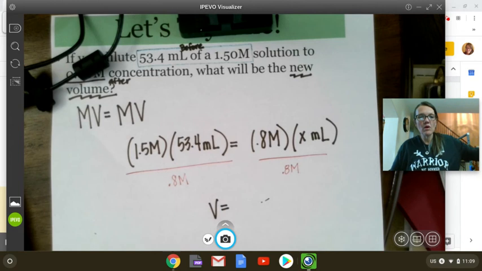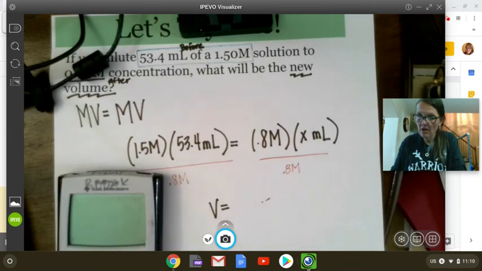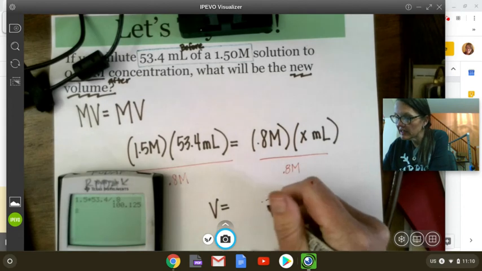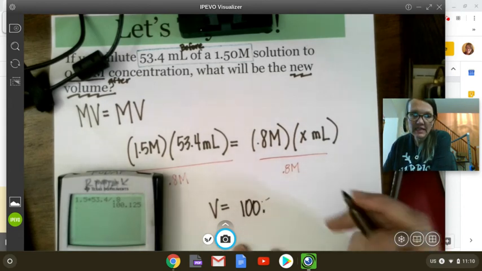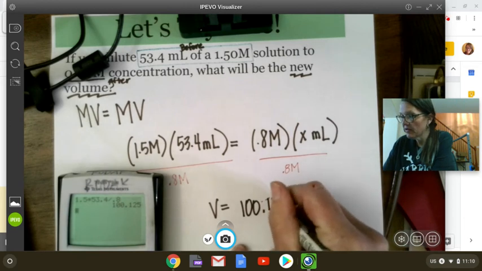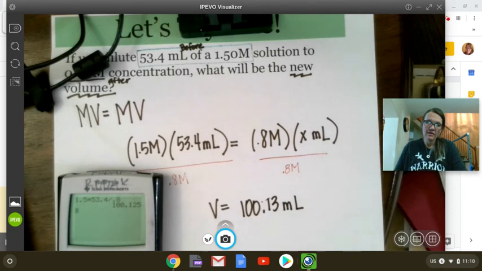We're going to take 1.5 times 53.4, and we're going to divide by 0.8, and we get that our new volume is 100 point, and I'm going to round to the second decimal place, 100.13, and again, the unit would be milliliters. Super easy, right? Just plugging the numbers into the equation and solving for whatever is missing.